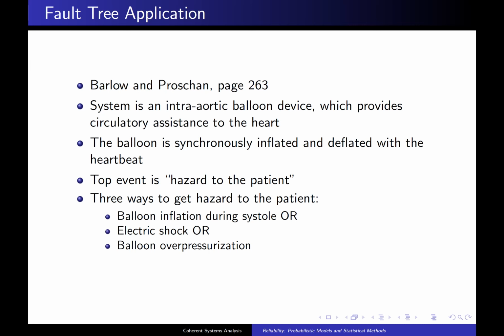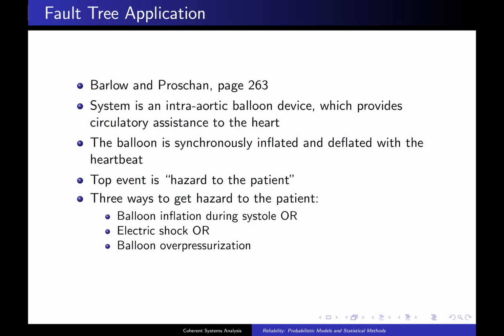On page 263, their system is an intra-aortic balloon device which provides circulatory assistance to the heart during a surgery. The balloon is synchronously inflated and deflated with the heartbeat, and that heartbeat is determined from an electrocardiogram.